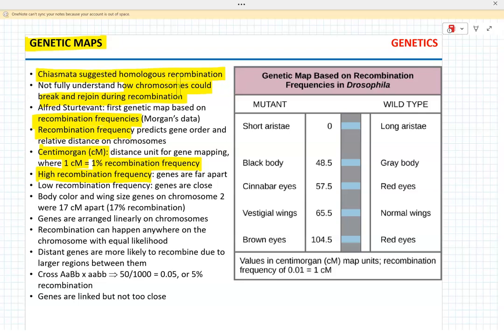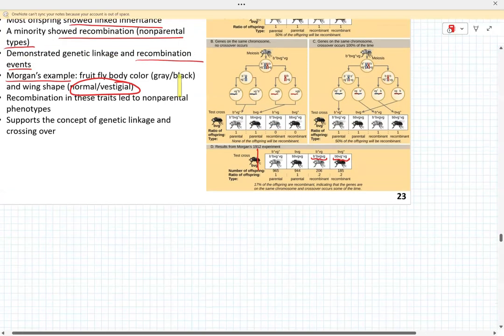Think of it this way. If the genes are located on opposite ends of the chromatid, chances that the gene on one end will be recombined while the gene on another end will not are pretty high. If the recombination frequency is low and genes are inherited together, these genes are close. For instance, the body color and the wing size genes on chromosome 2 of Drosophila melanogaster had a 17% chance of recombination, which means they were 17 centimorgans apart.